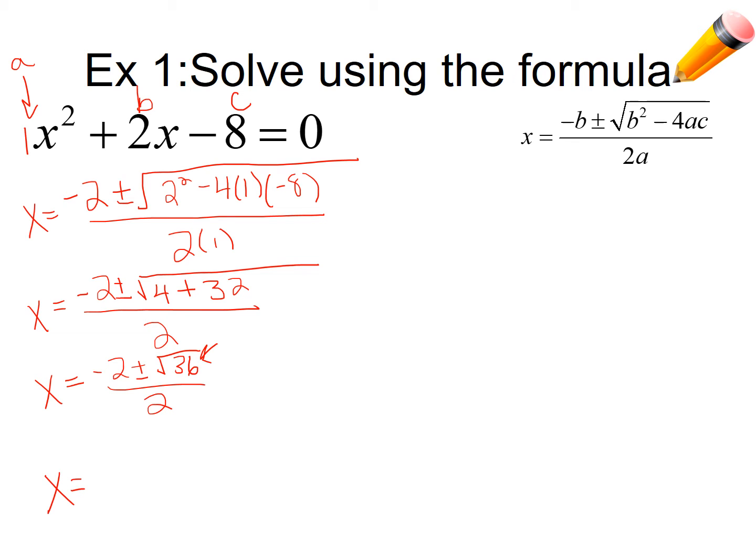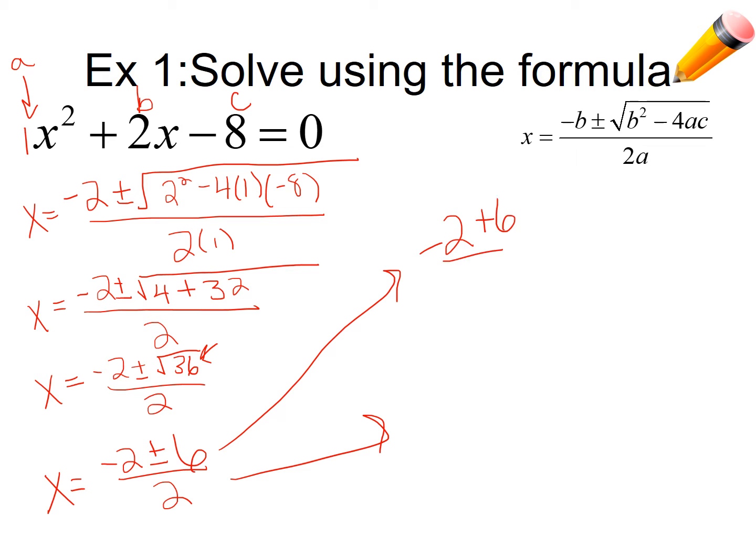So we're left with negative 2 plus or minus 6 all over 2. Now in this answer so far, there's no i anywhere. So that means that these are all real numbers and I can keep simplifying. So I just need to break this up into my two answers. So we have negative 2 plus 6 divided by 2, and we have negative 2 minus 6 divided by 2. I'm just breaking up this plus or minus symbol, okay?